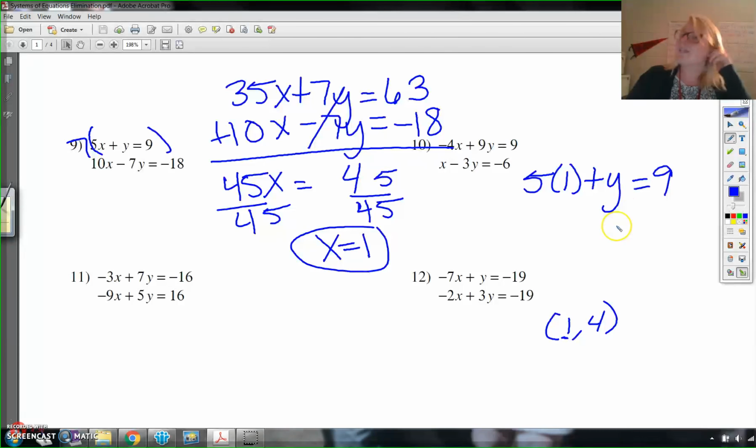Okay? So notice, it doesn't matter which one. There's a million and one ways to do it. You can choose to multiply both of them by something, or you can just multiply one. Really doesn't matter. What matters is what makes sense to you.